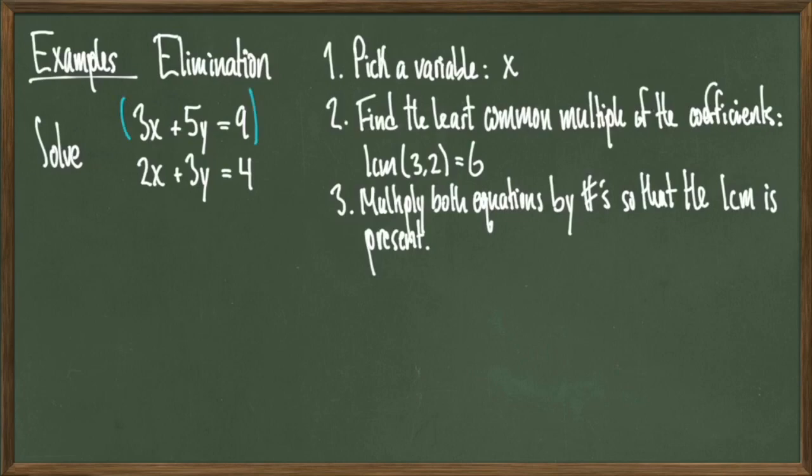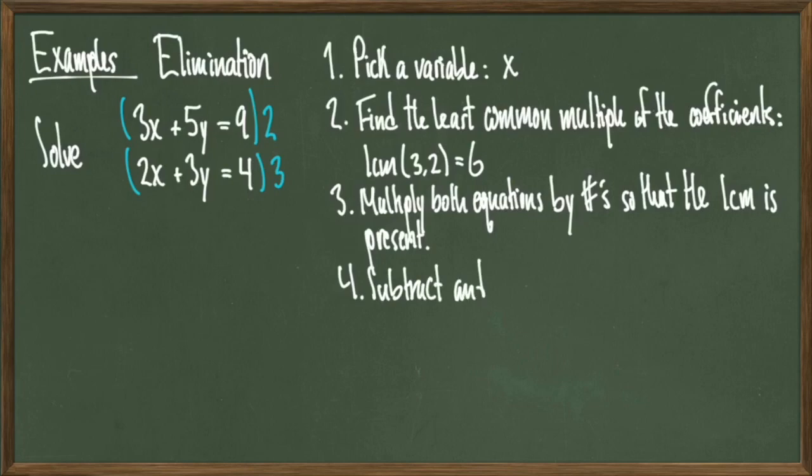For us, since our least common multiple is 6, we're going to multiply the top equation by 2 and the bottom equation by 3. The reason we're doing this is because multiplying 2 in will give me a 6x, and multiplying 3 into the second equation will also give me a 6x. The point is we want the coefficients of the variable we chose, x, to match. This is similar to the idea of finding a common denominator when you're adding fractions.